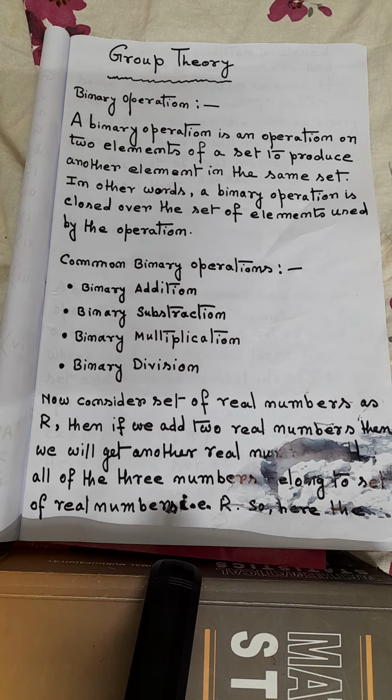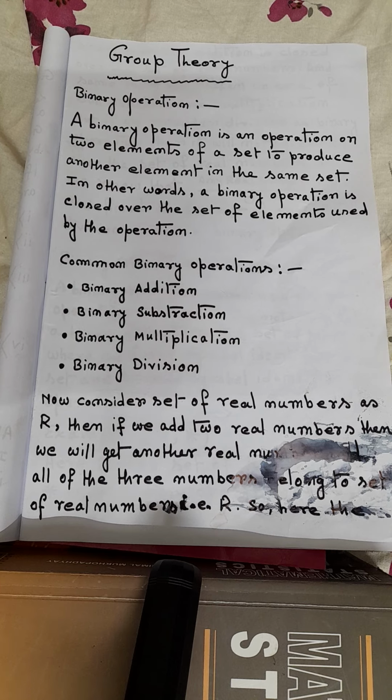So if we add two real numbers, what will we get? We will get a real number. If we subtract a real number from a real number, what will we get? We will get a real number, right? If we multiply a real number by a real number, what will we get? We will get a real number. But if we divide any real number by 0, then what will we get? Undefined, correct?